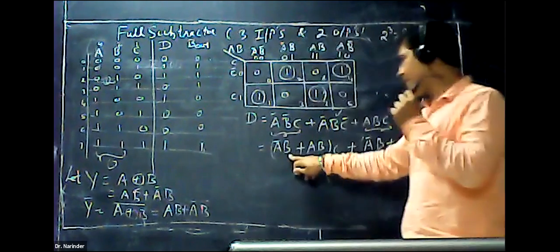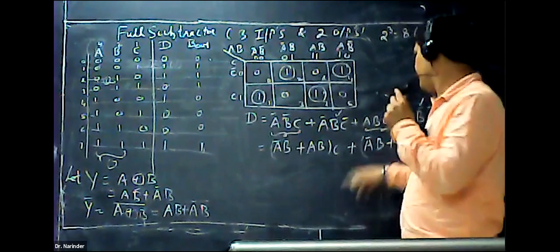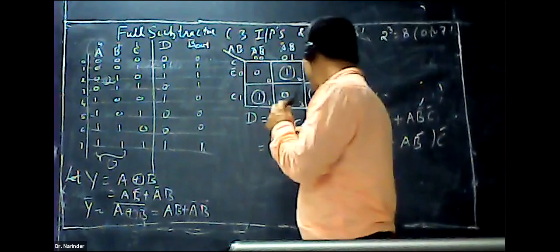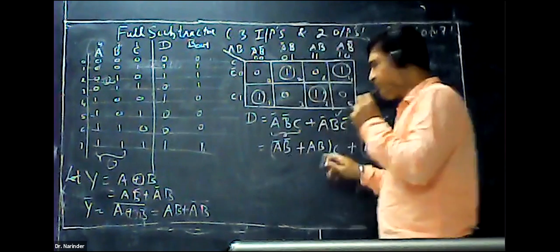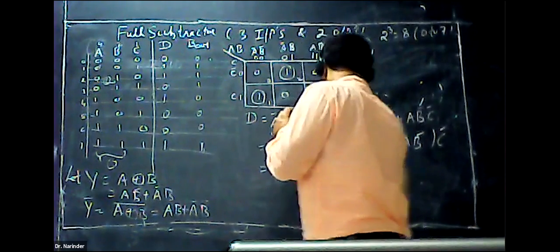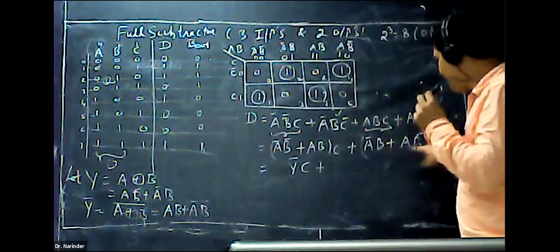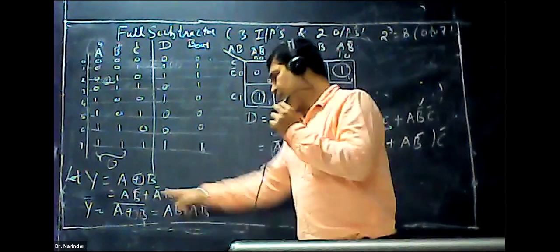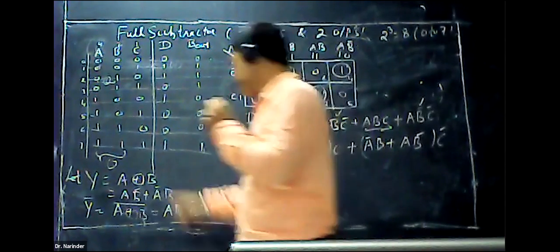So here I can write this is Y bar because this is XNOR output, A bar B bar plus AB. So here you can write it Y bar C, and A bar B plus AB bar.